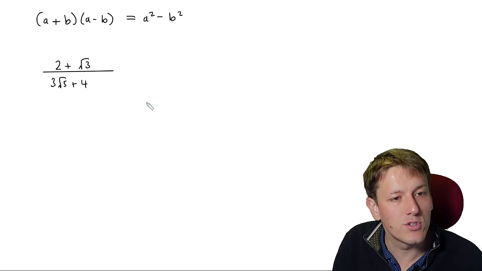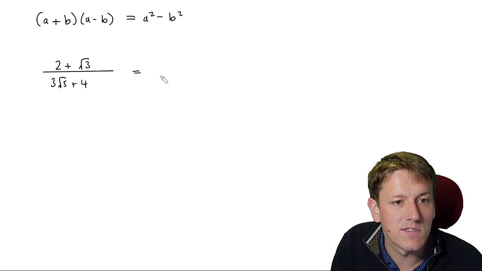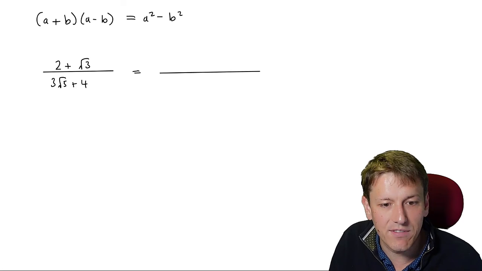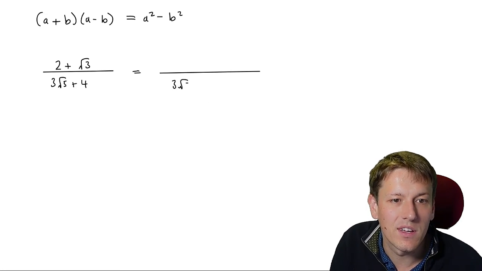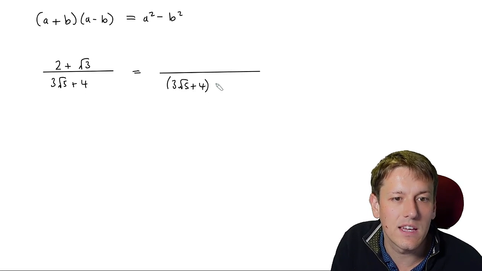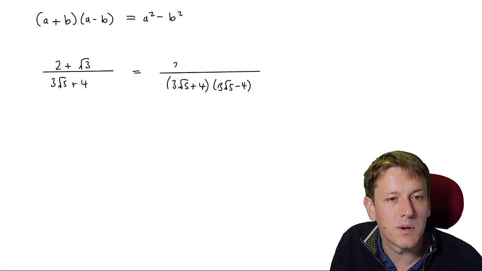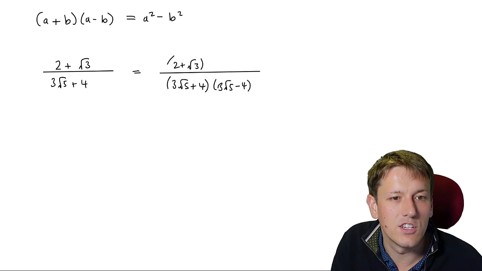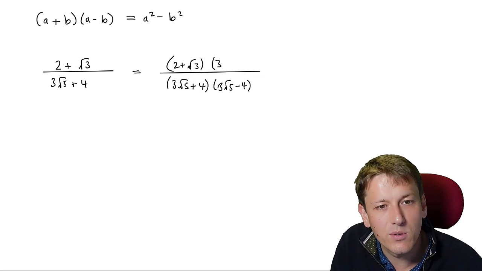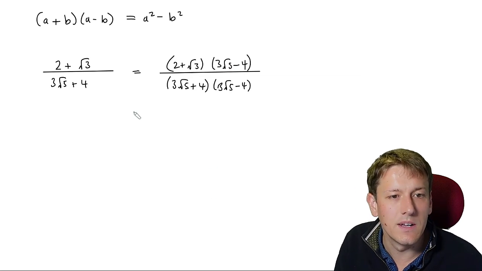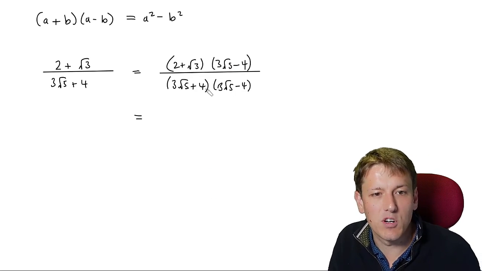There's another example, 2 plus root 3 over 3 root 5 plus 4. Again, let's form that conjugate expression to get the difference of two squares. On the bottom, we've got 3 root 5 plus 4 here, and I'll multiply that by 3 root 5 minus 4. Change the plus to a minus and multiply by that. I've multiplied the numerator by this, so to keep this the same, I'll also have to multiply the denominator by the same number. And here I've just got something a bit more complicated.